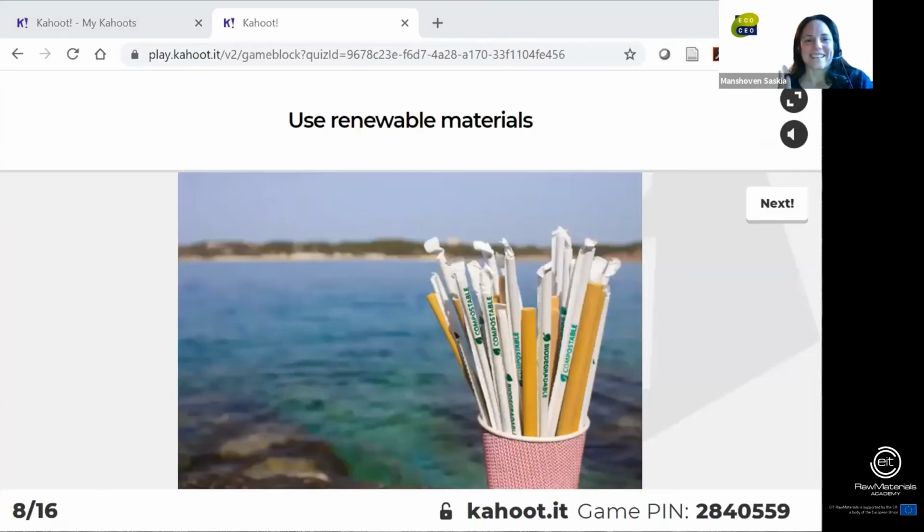Okay, great. So if we want to avoid the depletion of our finite resources, such as oil or metals or minerals, we can consider using other types of materials that are renewable. For example, plastics that are normally made of oil can also be made of plant materials, and then we call those bioplastics. The next question will be about what you know about bioplastics.